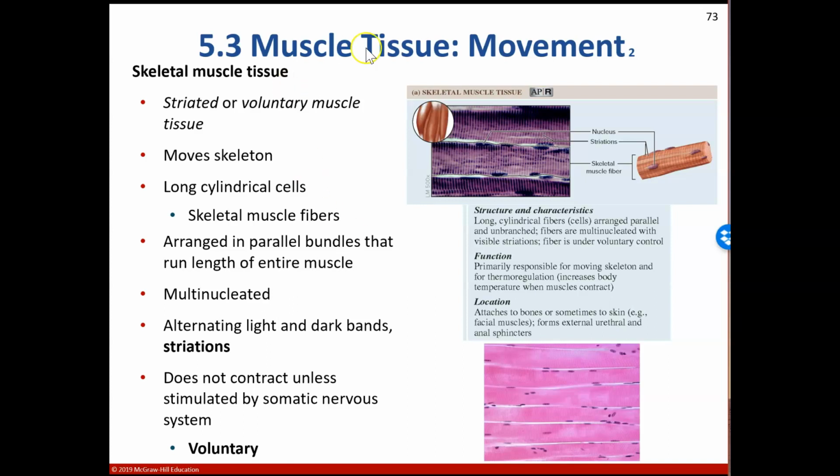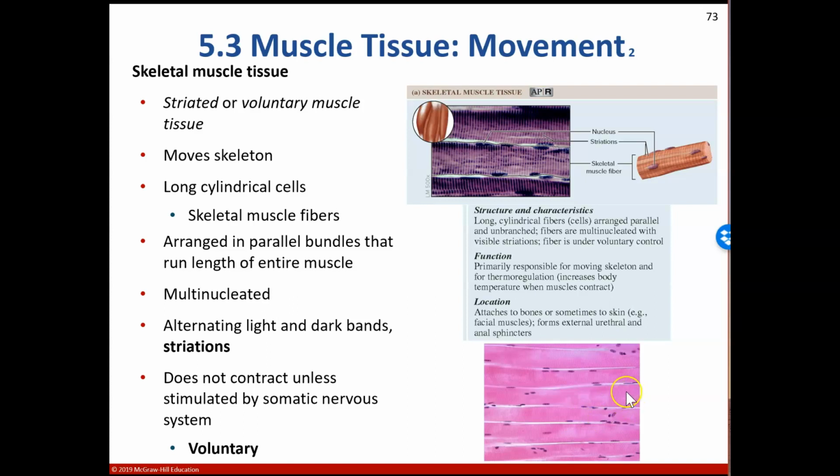We describe this as being striated. So you can see these lines that are moving through the skeletal muscle tissue, and they are also known as voluntary muscle tissue, meaning that we have conscious thought and control over them. So when we think, hey, I want to contract my arm to pick up this cup, then we are able to do it. And by doing that, we can move our skeleton.